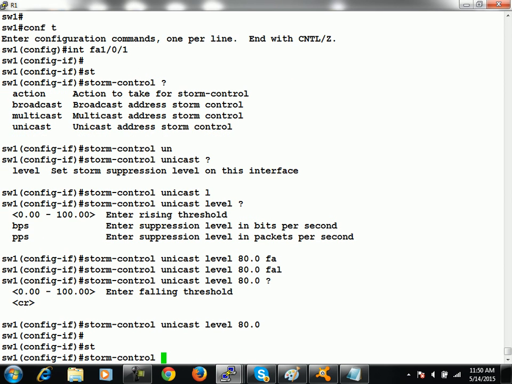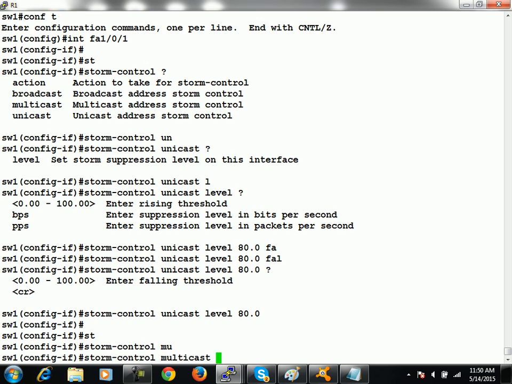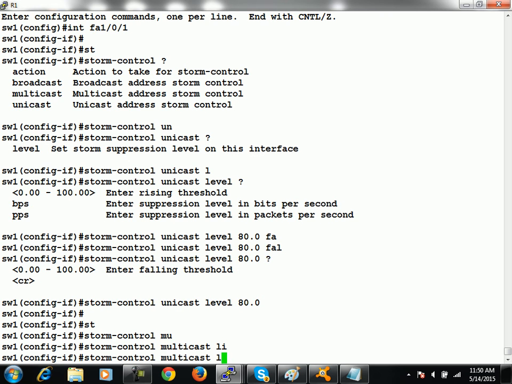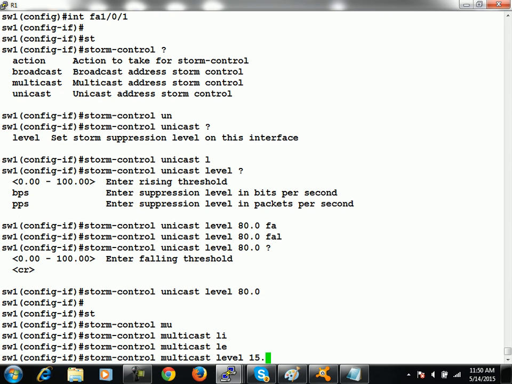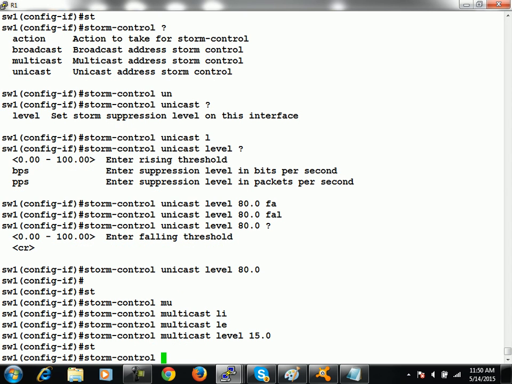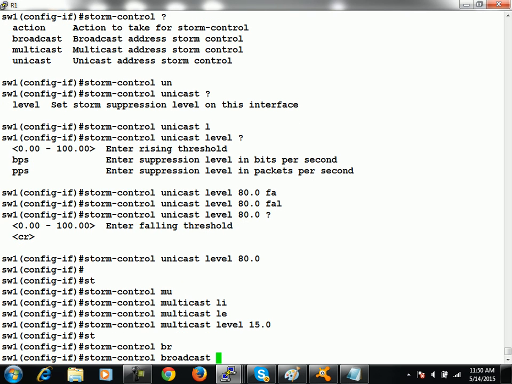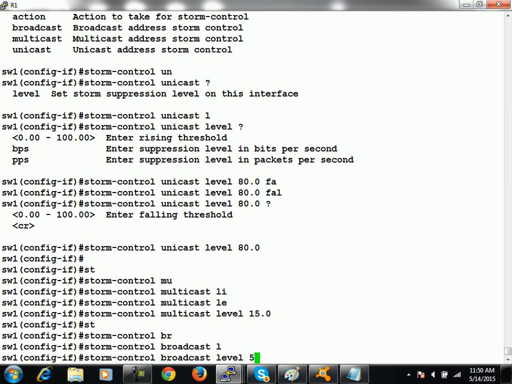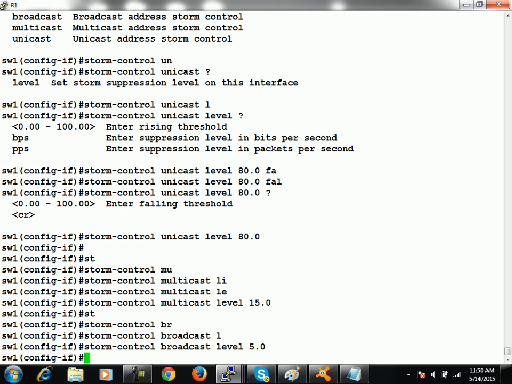And then you can also say storm control for multicast. For multicast, I want to allocate a maximum of 15% of available bandwidth. Then storm control for broadcast, I will be allocating only 5% of available bandwidth. Are you getting my point? Yes.